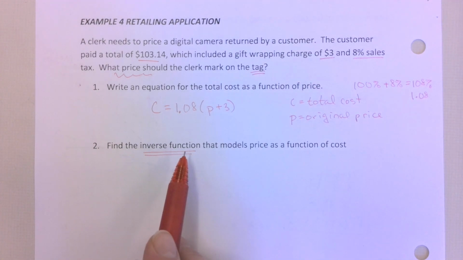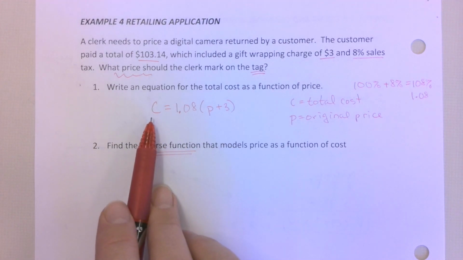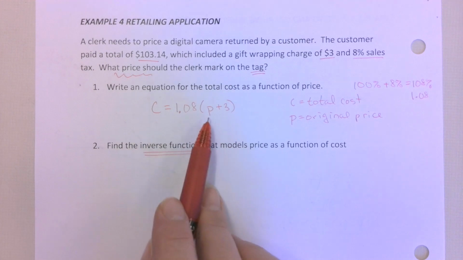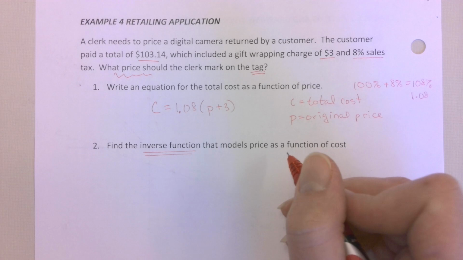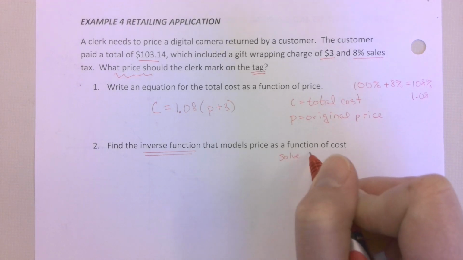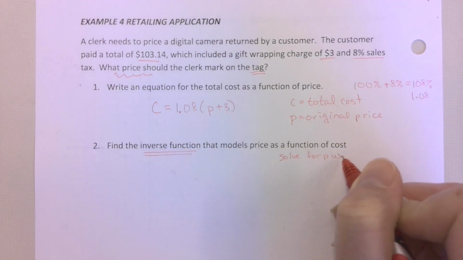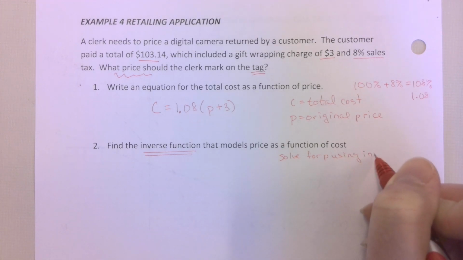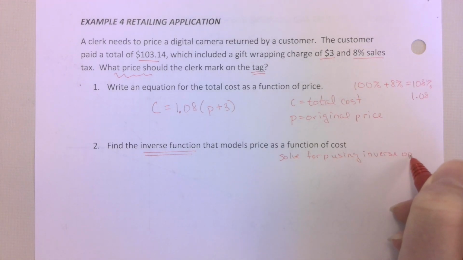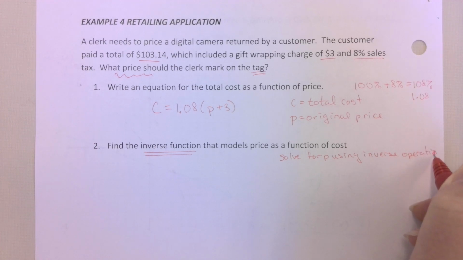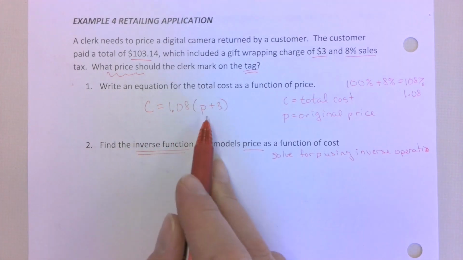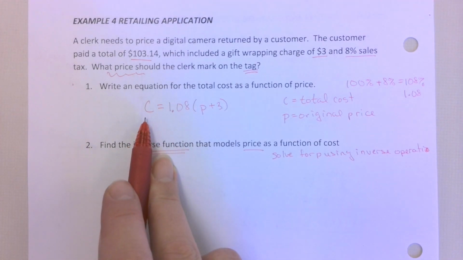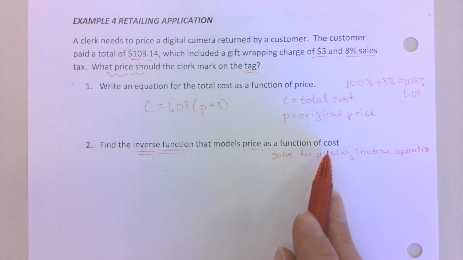Now, the rule for finding the inverse function was to switch x and y. However, x and y had no meaning here, but C stands for the total cost and P stands for the price. So when we find the inverse function, we are going to solve for P using inverse operations. So we want the inverse to be a model of the price. Right now, the price gives us the cost. We want to find the price based on the cost.